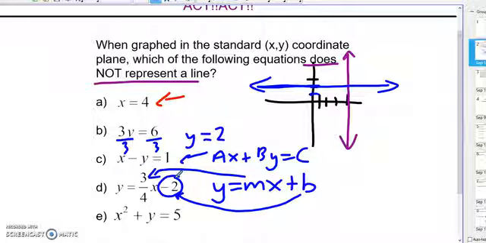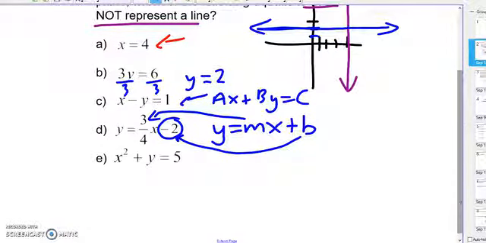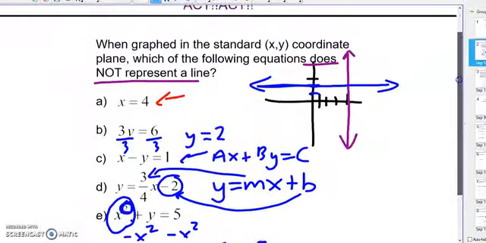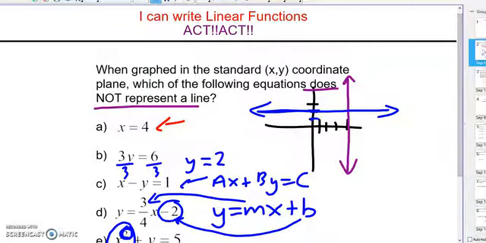And then that brings us to choice E, and the thing that makes it not a line is this x squared, and specifically this power here. So something raised to the second power. Anything like that will not result in an equation that gives you a line. In fact, if I subtract x squared from both sides here, I end up with y equals negative x squared plus 5, which is a quadratic function. So the one that does not represent a line in this case is choice E. So that's what we would select here.